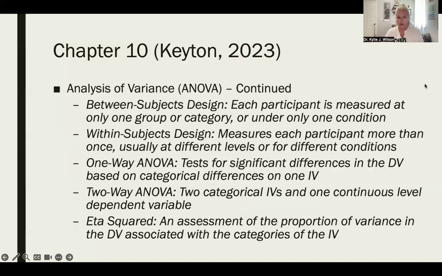All right. So going with ANOVA, between subjects design, kind of like we talked about a second ago, each participant is going to be measured at only one group or category and only under one condition. So you cannot be measured as Taylor's X and as Travis. They are completely separate, and they are going to be measured at only that one group or category under that one condition. Within subjects design is going to measure each participant more than once, usually at different levels for different conditions.